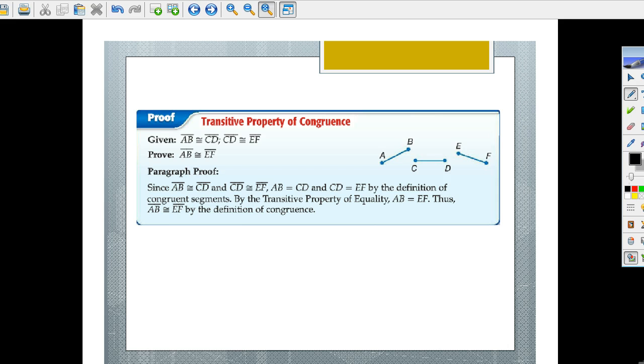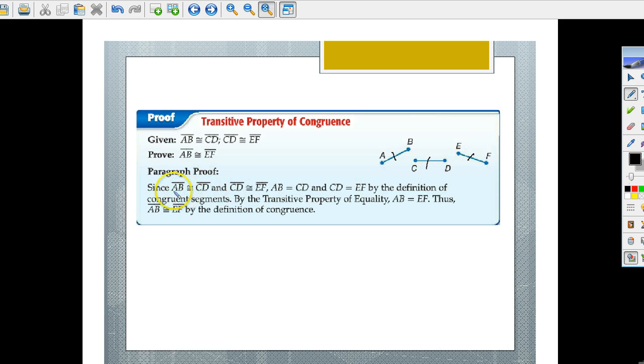Alright, transitive property of congruence. Given AB is congruent to CD, so these two are congruent, and CD is congruent to EF, that means AB is congruent to EF.